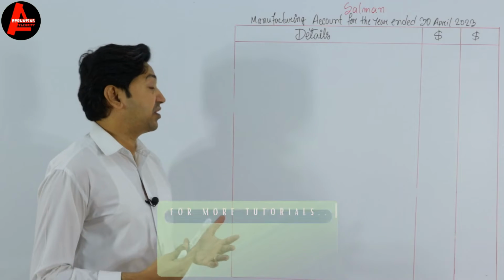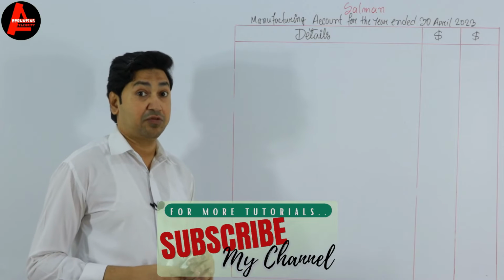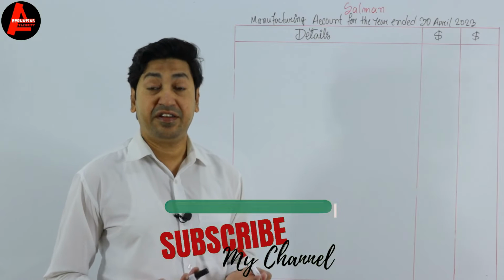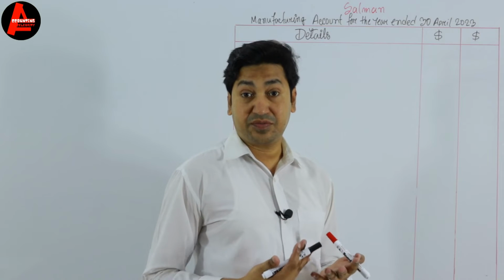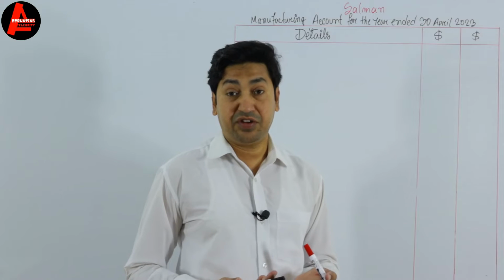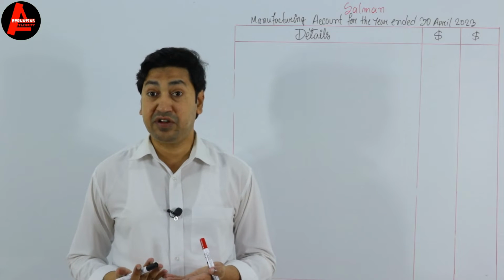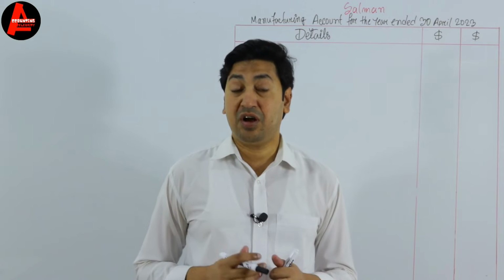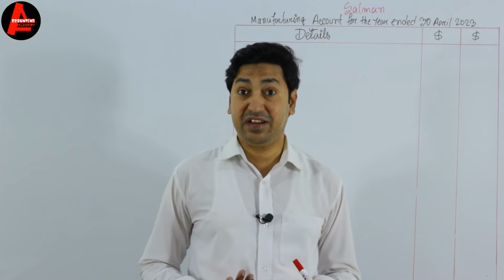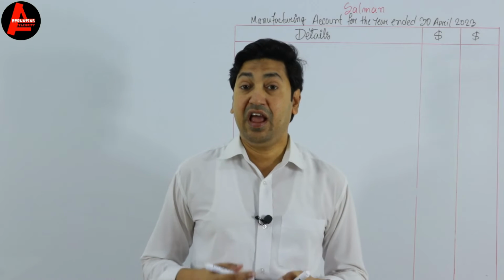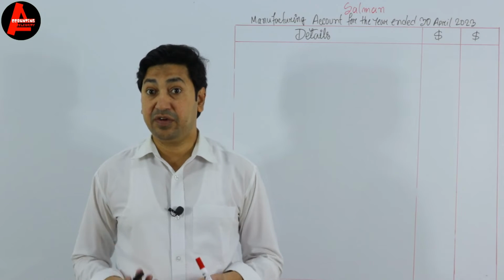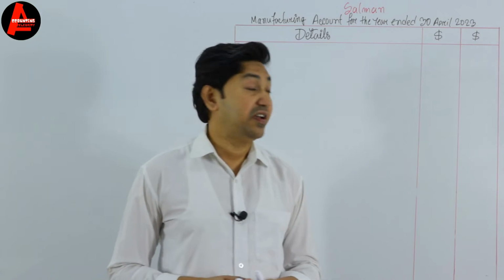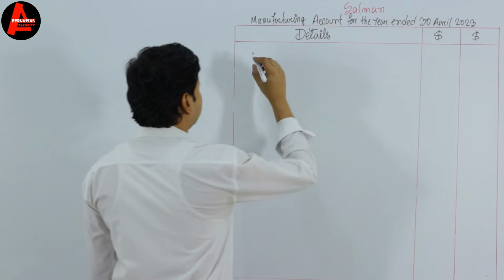Now, what is the first thing? What to write? How to calculate prime cost? We know prime cost equals cost of raw materials consumed plus direct labor, yeah? So how to calculate cost of raw materials consumed? Opening inventory of raw material plus purchase of raw material minus purchase returns of raw material minus closing inventory of raw materials. So we will get here cost of raw material consumed, okay? And if we add direct labor to the cost of raw materials consumed, we will get prime cost, okay? So here let us write first of all cost of raw materials consumed.